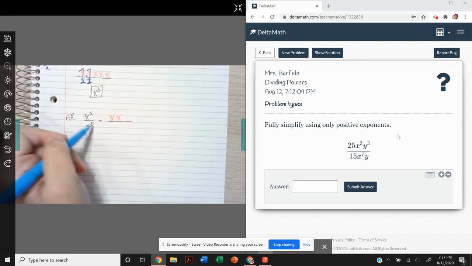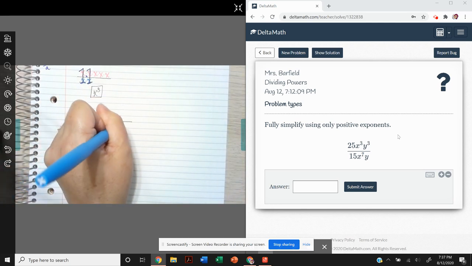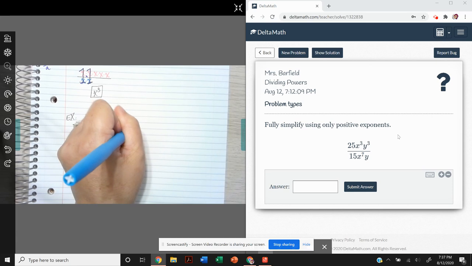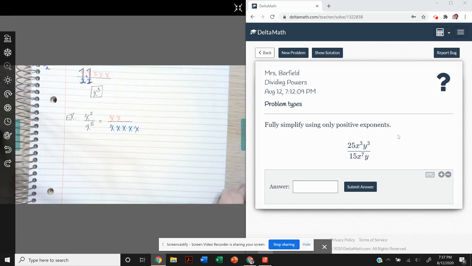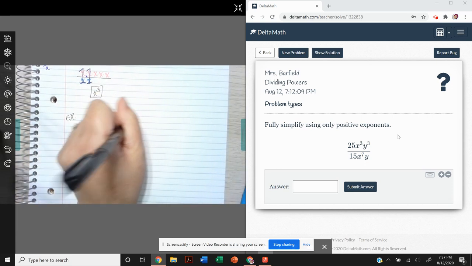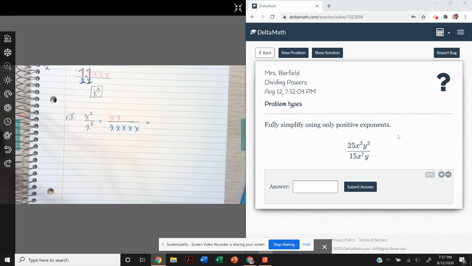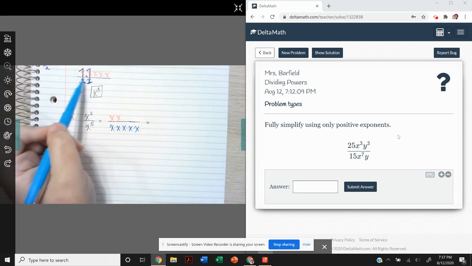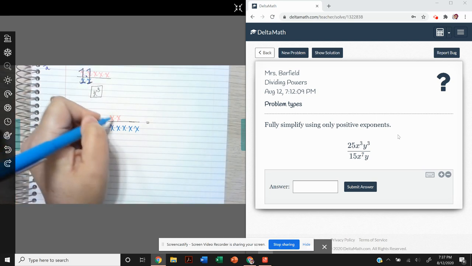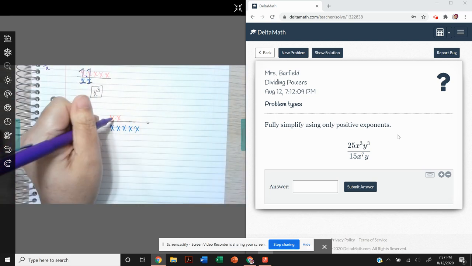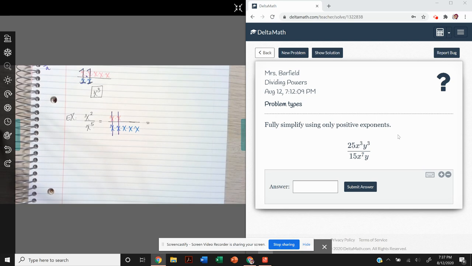All right, x to the 5th. I'll write it out 5 times. Equals. All right, well, just like this, we have some canceling. So those are gone, okay, because they equal 1.